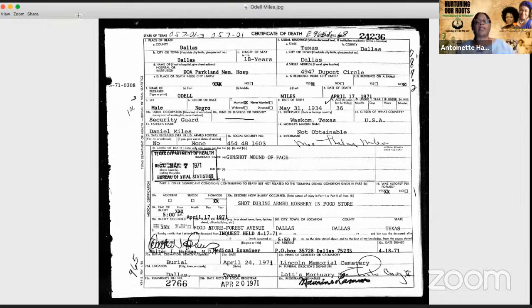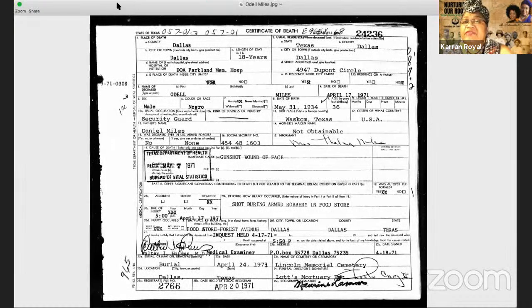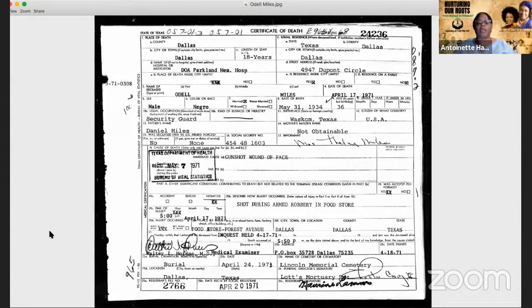Let's see. Do you see the date on this particular record? Yes, I see April 17, 1971 as the date of death. Mm-hmm. And so if anybody's looking for records, he's buried in Lincoln Memorial Cemetery. So it gives you a lot of information. The most important thing is that when you get the record, read line for line for line for line. The date of birth was 1934. The date of death was 1971. So the length of stay in Dallas was 18 years. So he was born in 1934 and he was murdered in 1971.